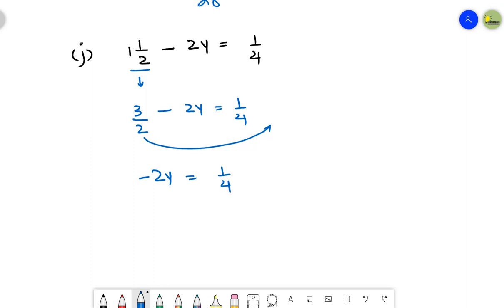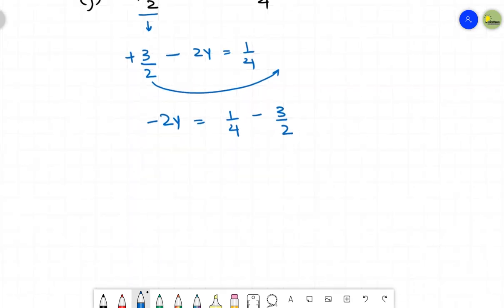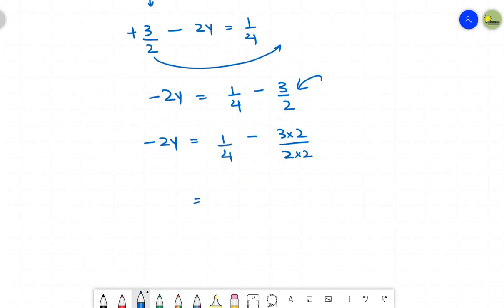1 upon 4 minus 3 upon 2. Why minus? Because 3 upon 2 was positive over here. When you shift it to the other side, it becomes minus 3 upon 2. Now minus 2y equals 1 upon 4 minus 3 upon 2. The denominators are not the same, so we need to make them the same. You need to multiply the second fraction by 2. The numerator and the denominator are multiplied with 2 so that the denominator becomes 4.